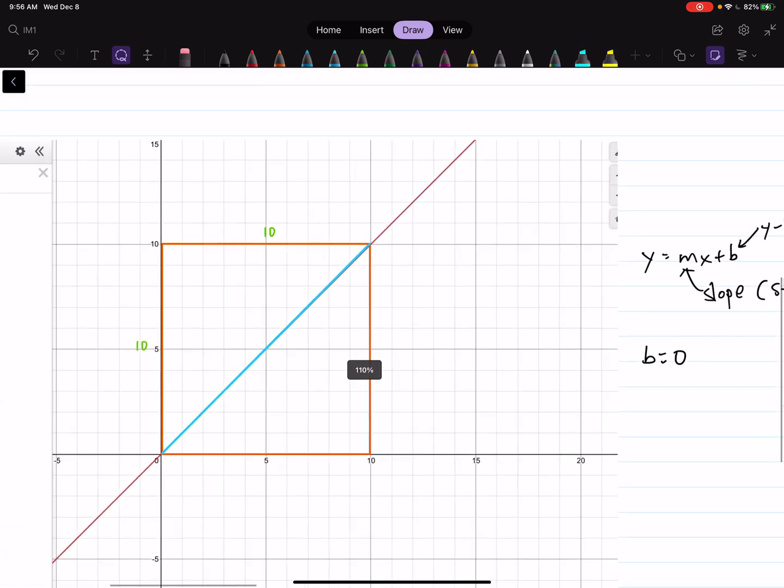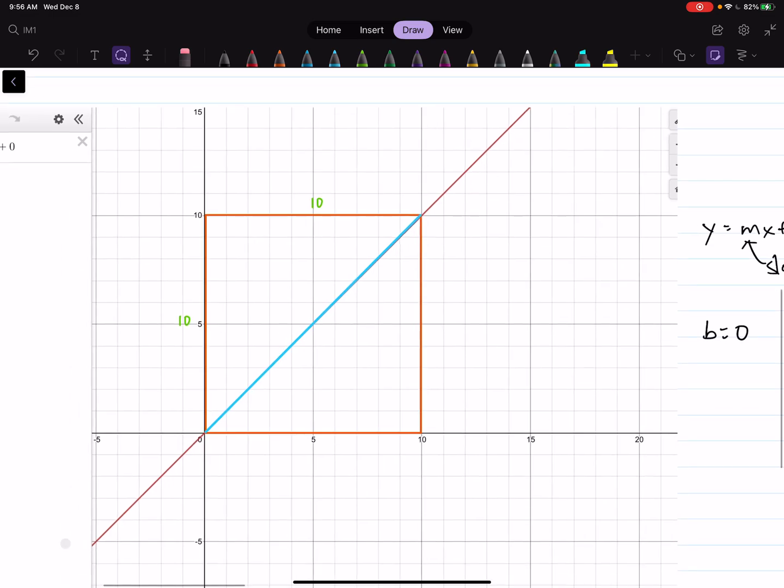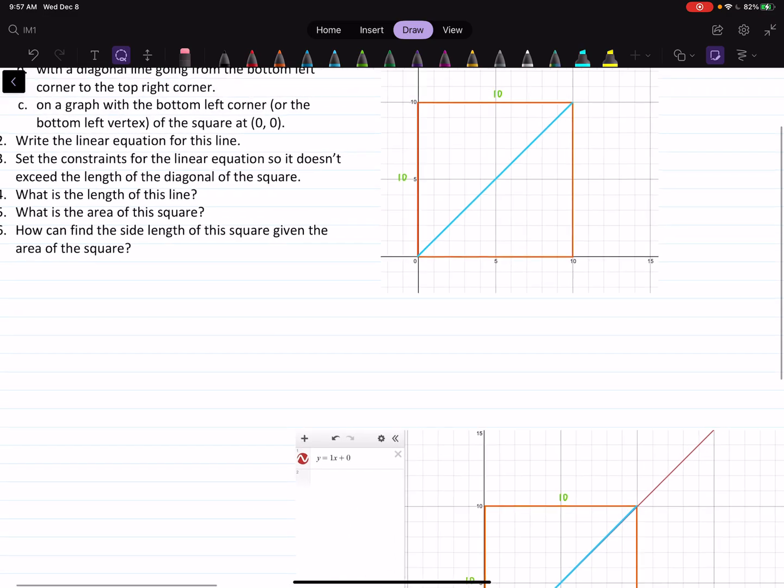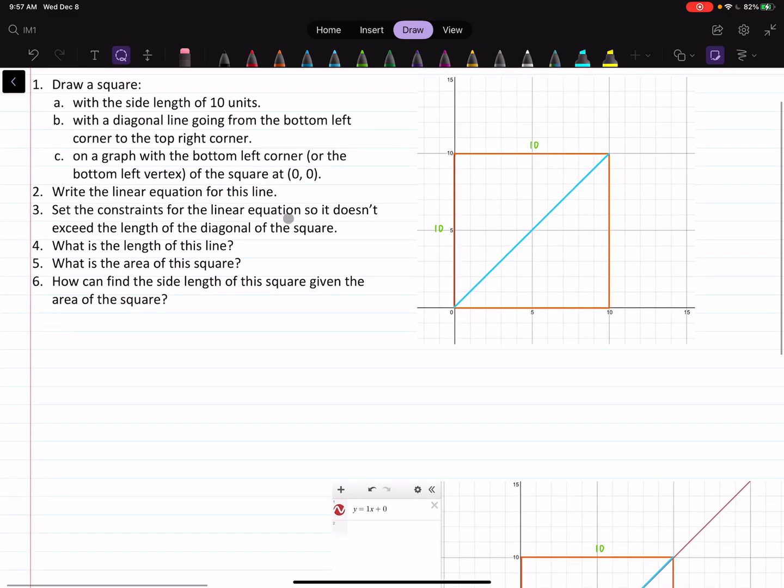So if you guys can see right now, the equation y equals x is exceeding, right? It's longer than the diagonal set by the square. The diagonal set by the square goes from x greater than 0 but less than 10, right? So we have to set this constraint, which is number 3: set the constraint for the linear equation so it doesn't exceed the length of the diagonal of the square.